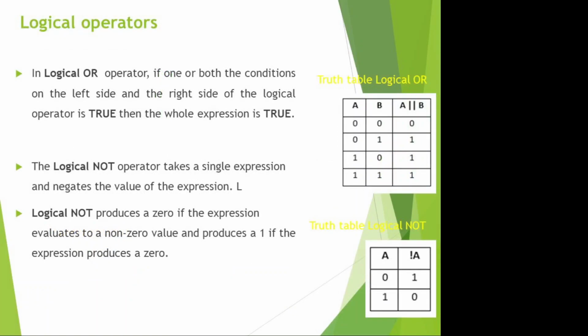In case of logical OR, if both or one of the conditions on the left hand side and the right hand side of the logical operator is true, then the whole expression will be true. And this is the truth table for logical OR operator. Logical NOT operator takes a single expression and negates the value of the expression. That means if the condition is true, then if we apply logical NOT, it will become false.